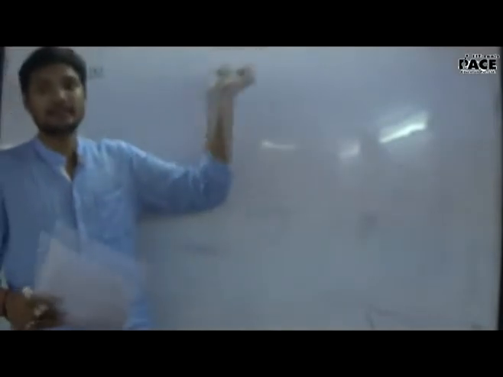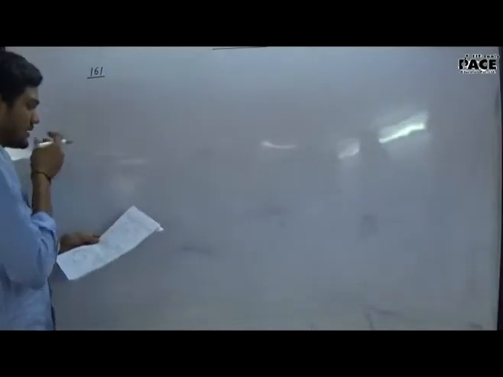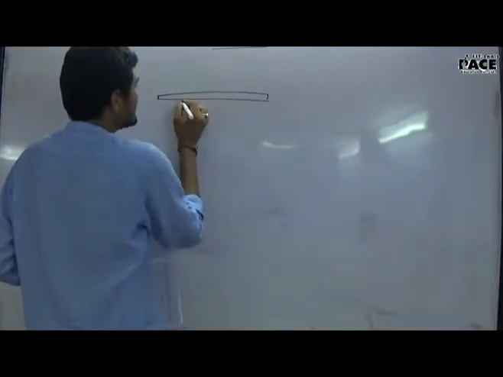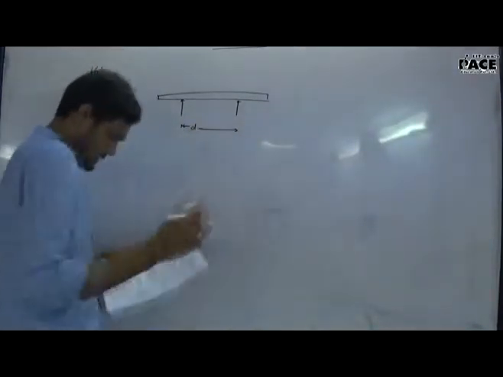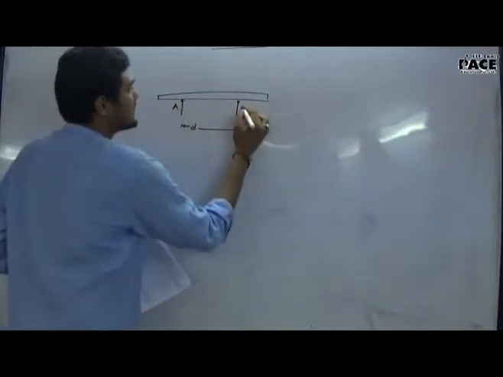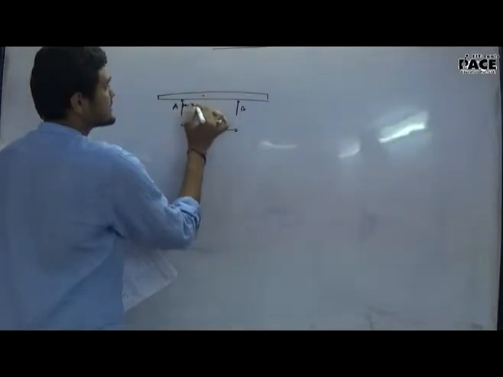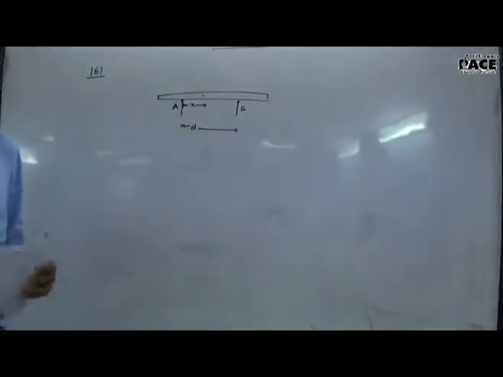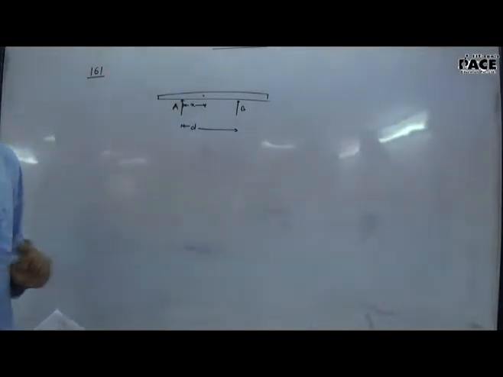Now I'll be discussing the video solutions of question number 161 to 165 of AIPMB 2015. Question number 161 says we have a rod which is supported by two knives, and the separation between the knives is D. The knives are given as A and B. The center of mass of the rod is at a distance of x from A. We have to find the normal exerted at the point A.